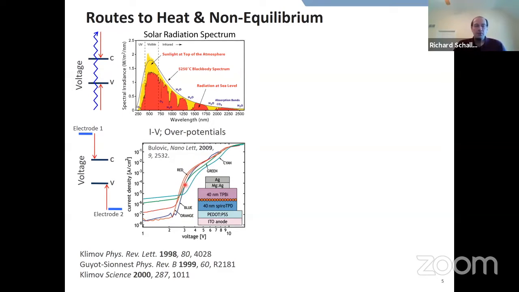A very similar perspective applies to something like an LED, where you're just injecting charges from electrodes, but you have to use overpotentials to get the charges in the first place.